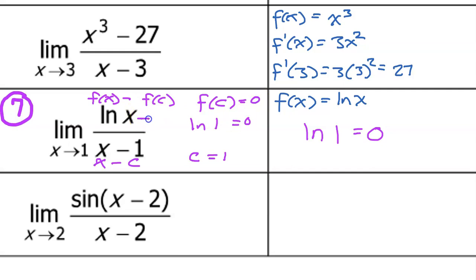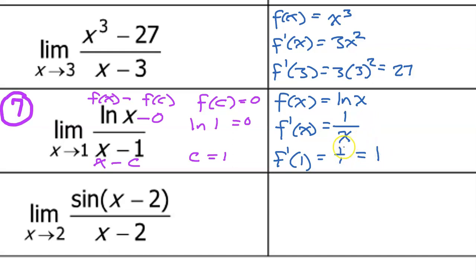So this really is f of x minus f at c, because it's minus 0. So we have now determined that this limit represents the derivative of f of x at an x value of c. So let's go ahead and use our derivative rules to evaluate this limit. So we have learned that if f of x is natural log x, then the derivative is 1 over x. And the derivative at 1 would be 1 over 1, which equals 1. So evaluating using our derivative rules is a lot easier than trying to evaluate the limit directly.